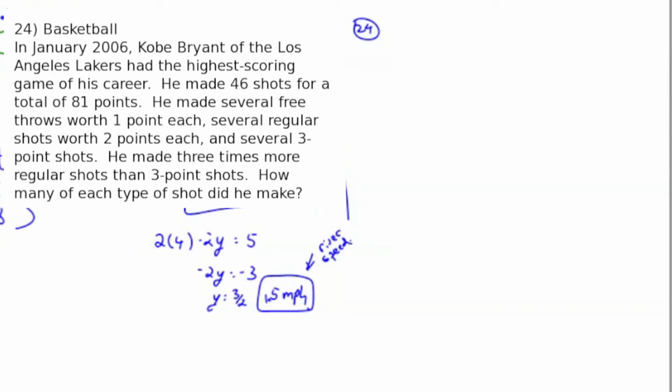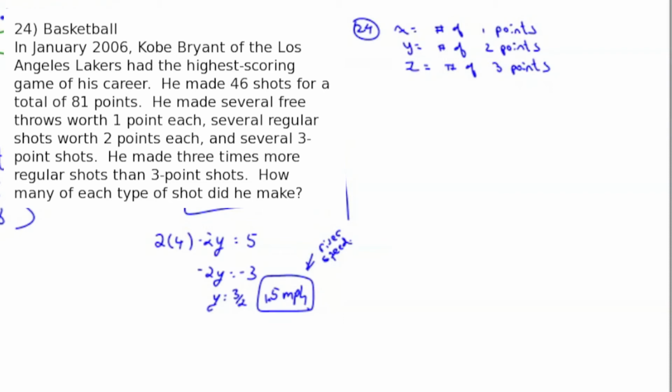So what do I not know right off the bat? How many of each one. You don't know how many free throws he made, how many 2-pointers and how many 3-pointers. So we can break this down rather nicely. X equals number of 1 points. Y equals number of 2 points. And Z is equal to number of 3 points. We don't know any of them.